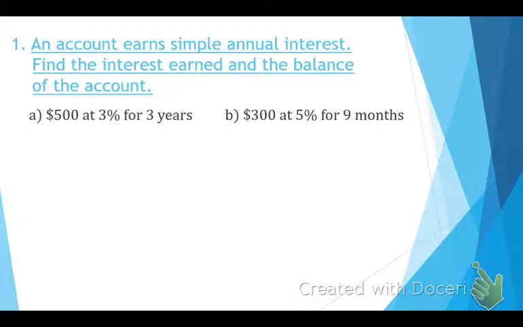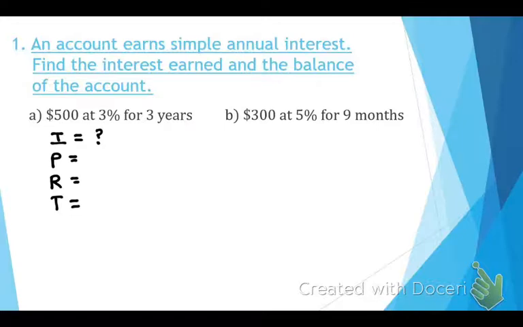Let's go ahead and start with this first example. An account earns simple annual interest. Find the interest earned and the balance of the account. So we know we need to find the I, P, R, and T. I want you to go ahead and write that there underneath. What we're doing right now, once again, as I said, the hardest part is identifying what's the I, P, R, and T. Do we know what the interest is yet? No, it says find the interest. So we're just going to put a little question mark there. Why? Because we don't know what that is yet. Do we know what the principal is? What's the principal?